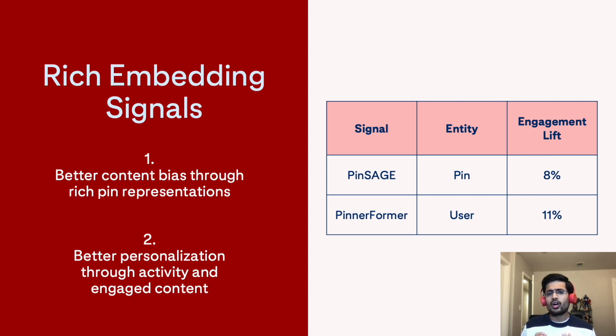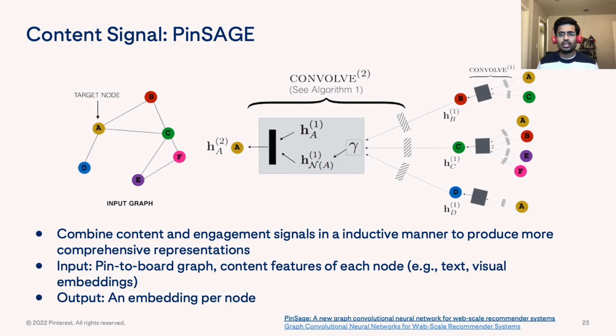I'll briefly describe how we generate these embeddings for pins and users. More details can be found on our blog and the corresponding publications. We use PinSage to combine the content and engagement signals of a pin to produce more comprehensive representations. We utilize the pin-board graph and the content features of a pin with a graph convolution network to learn these representations. The main benefit of this approach is that by borrowing the information from nearby and related similar pins, the resulting embedding of the pin becomes more accurate and more robust.